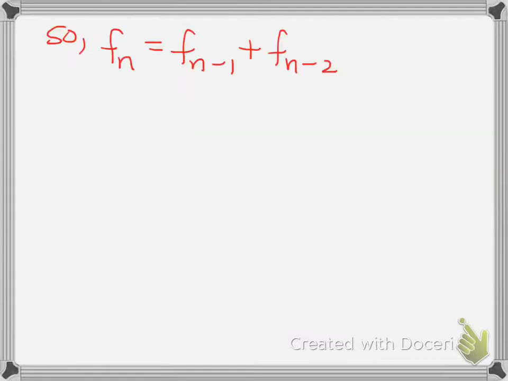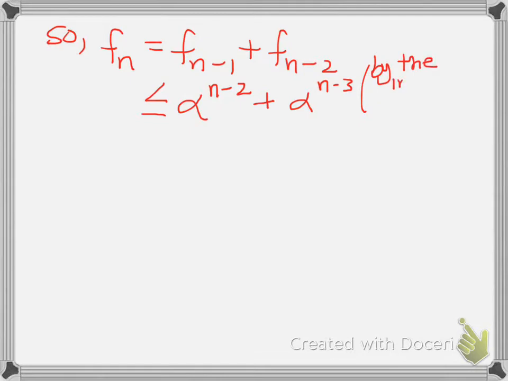So then we can say this is less than or equal to alpha to the n minus 2 plus alpha to the n minus 3. And this is by the induction hypothesis, or by our supposition.